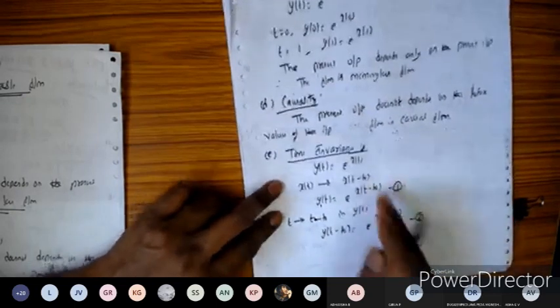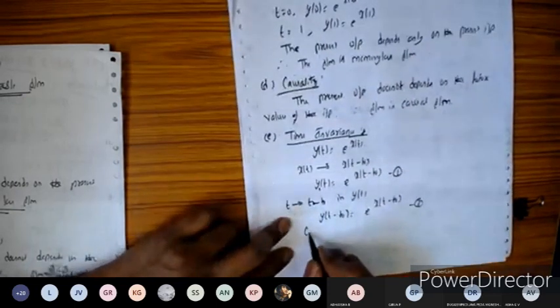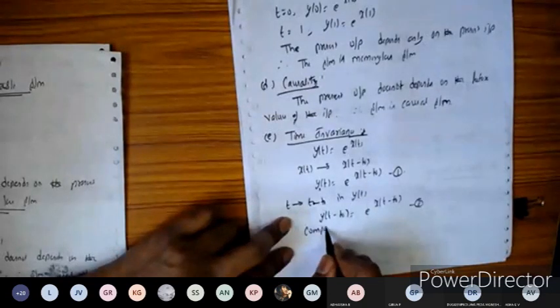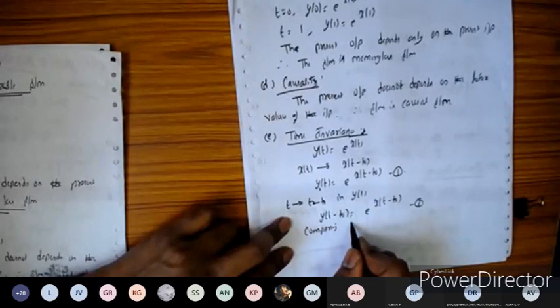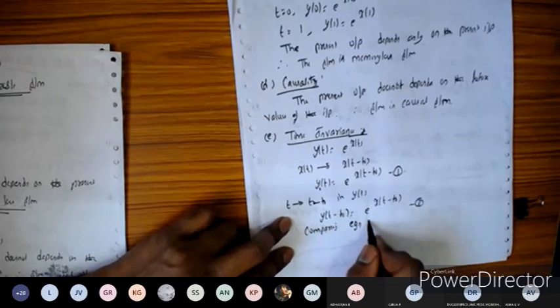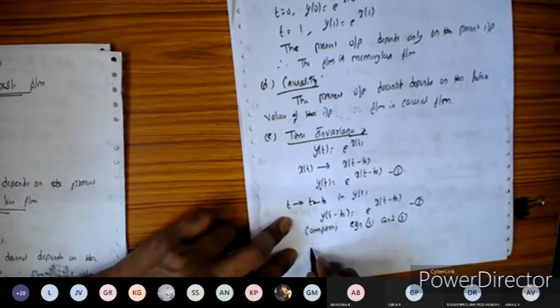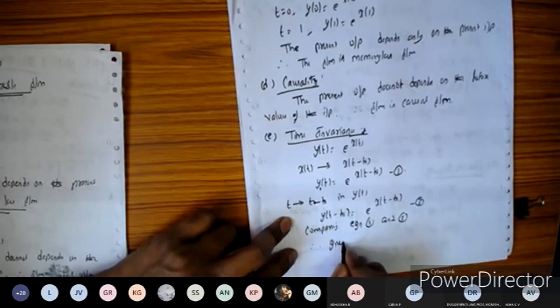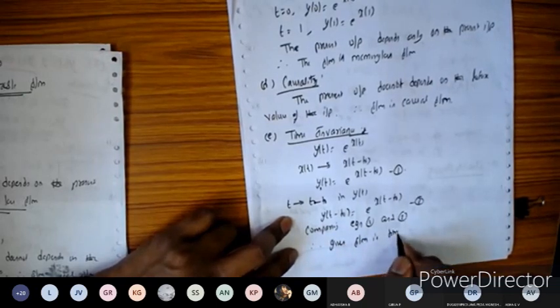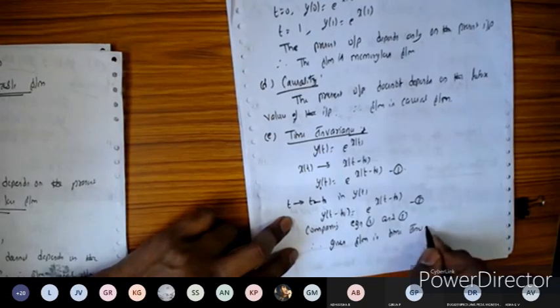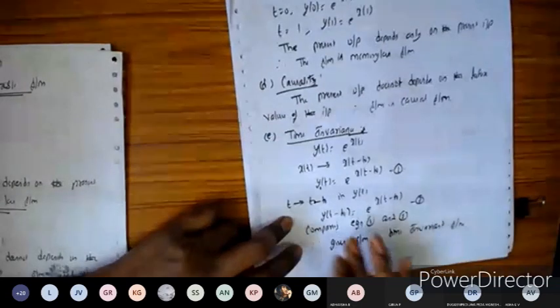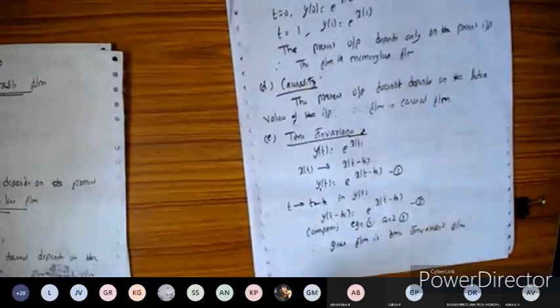So compare the RHS part of equations 1 and 2. If you compare equations 1 and 2, therefore the given system is a time invariant system here. The given system is a time invariant system.